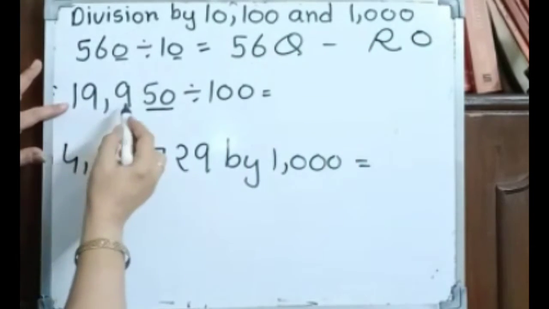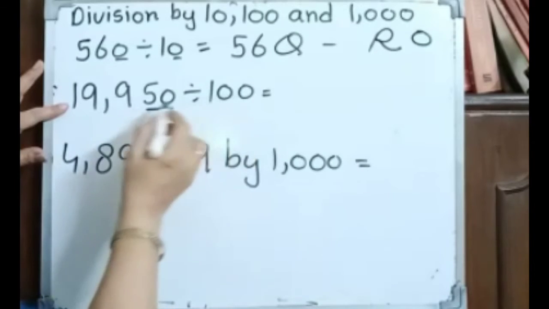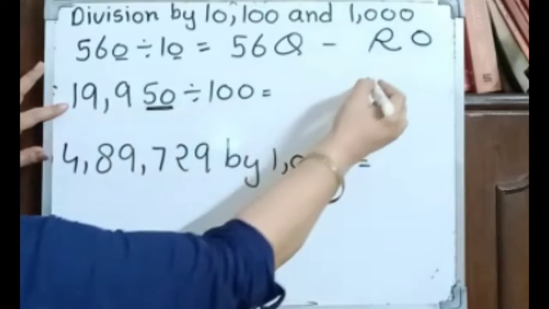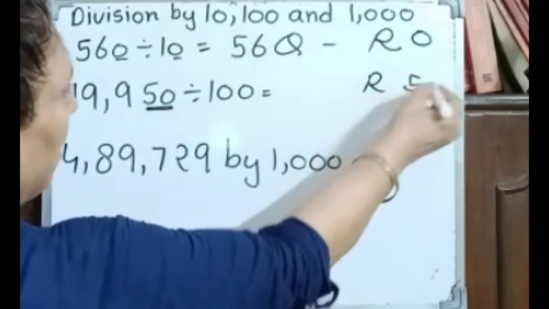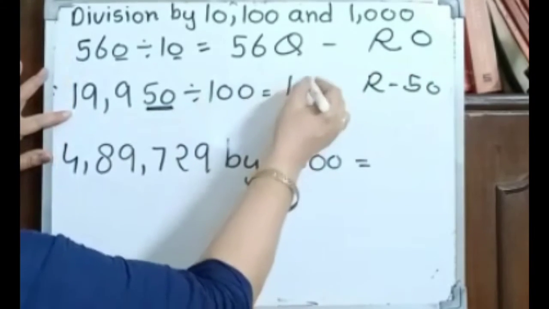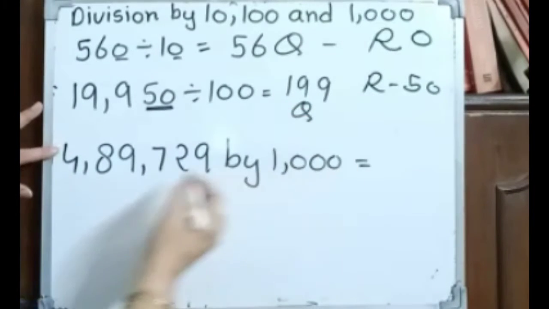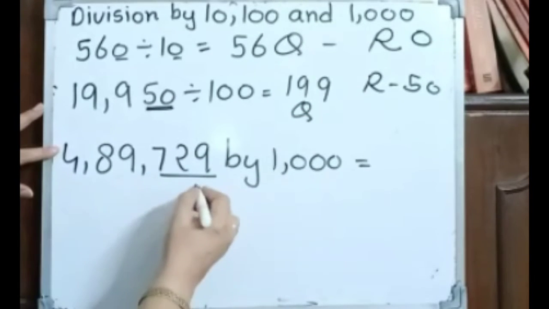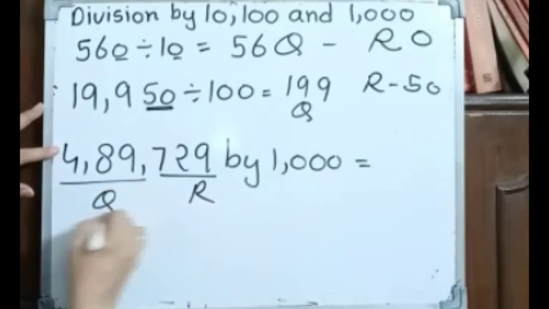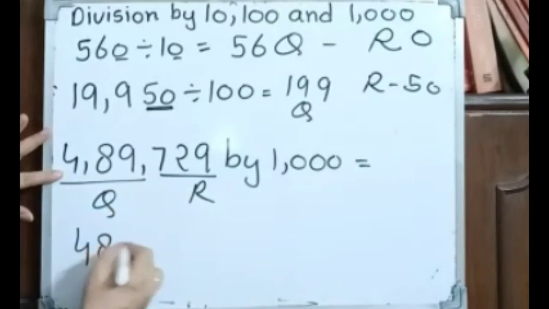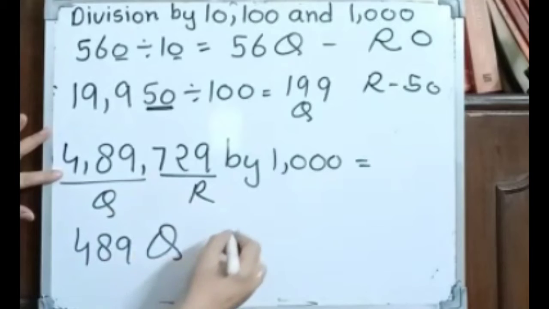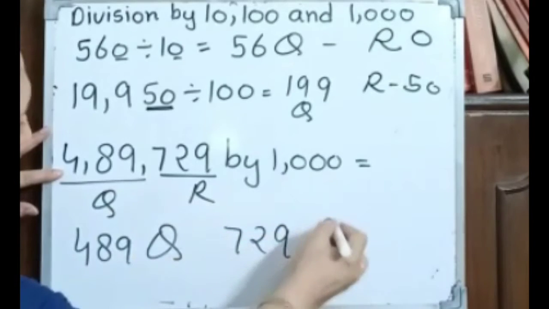Here we have 19,950 divided by 100. So two digits, that is 50, is the remainder and 199 is the quotient. For 1000, take three digits as the remainder and the rest as the quotient. So here we have 489 as the quotient and 729 as the remainder.